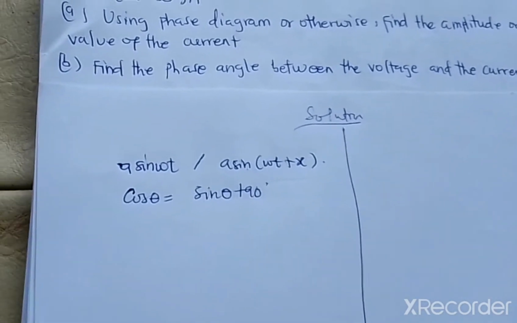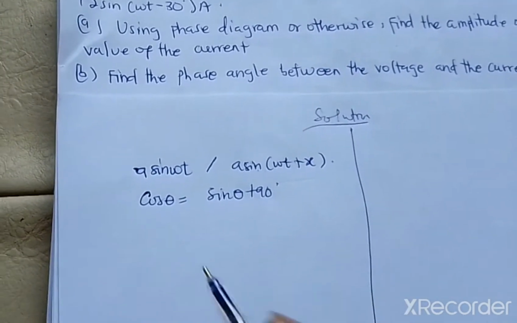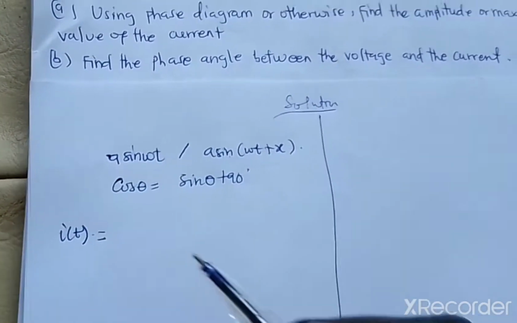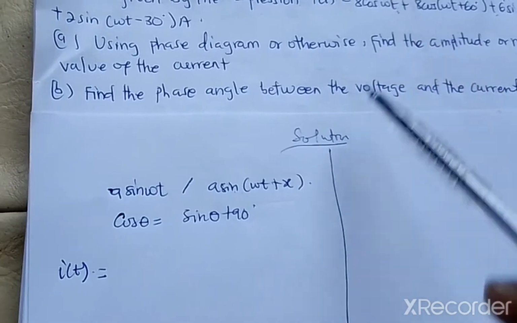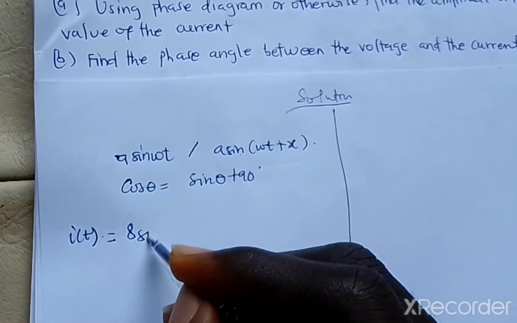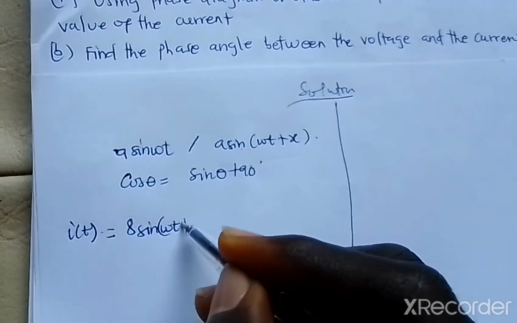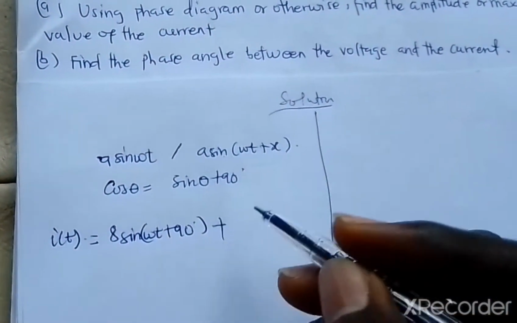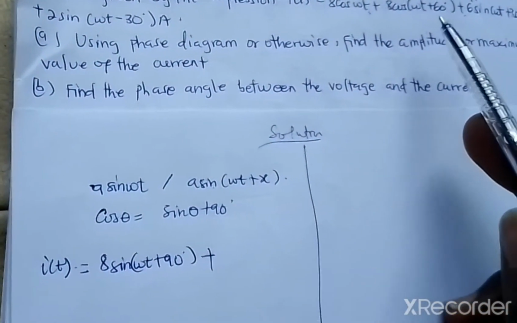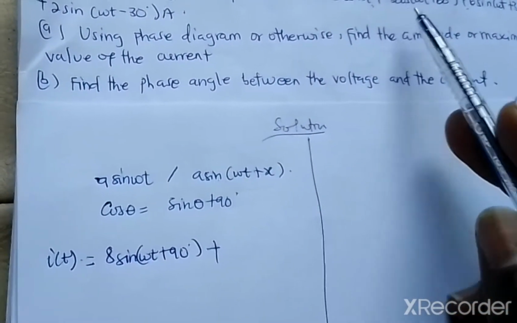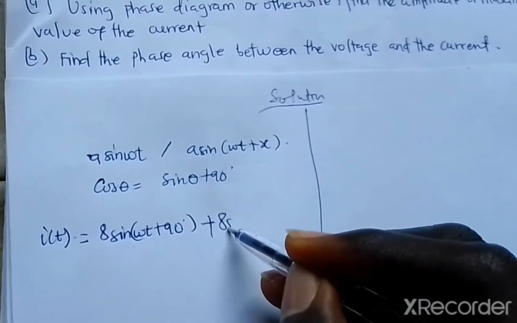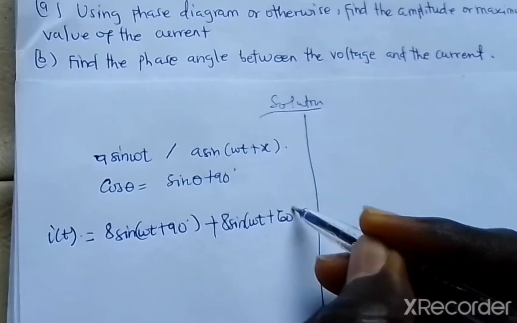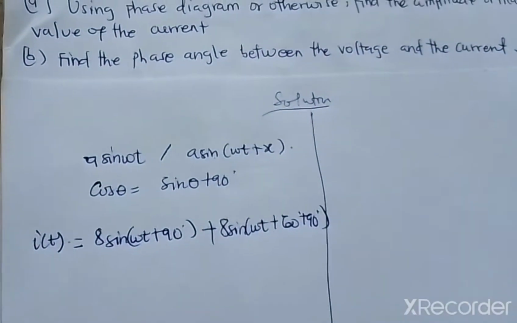To express the first one, we rewrite i(t) in the standard form. i(t) is equal to, we have 8 cos ωt, which is going to be 8 sin(ωt + 90°), plus, for the 8 cos(ωt + 60°), it will change to sine. So we're going to have 8 sin(ωt + 60° + 90°).